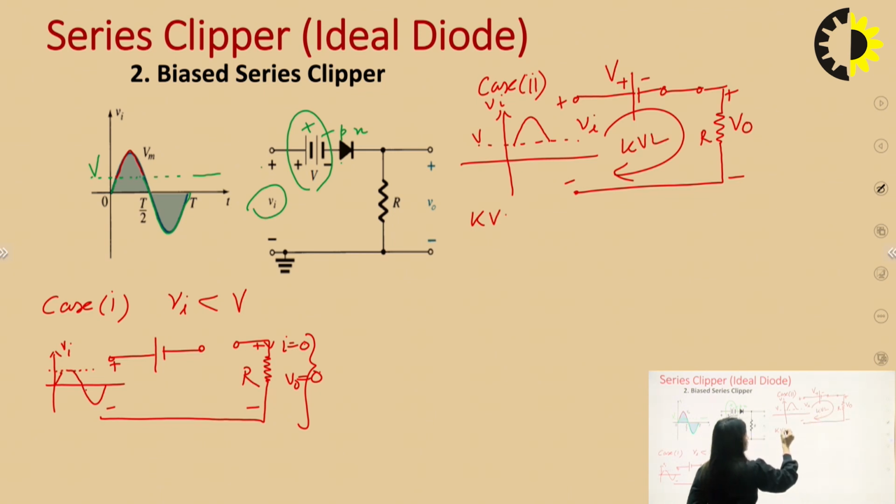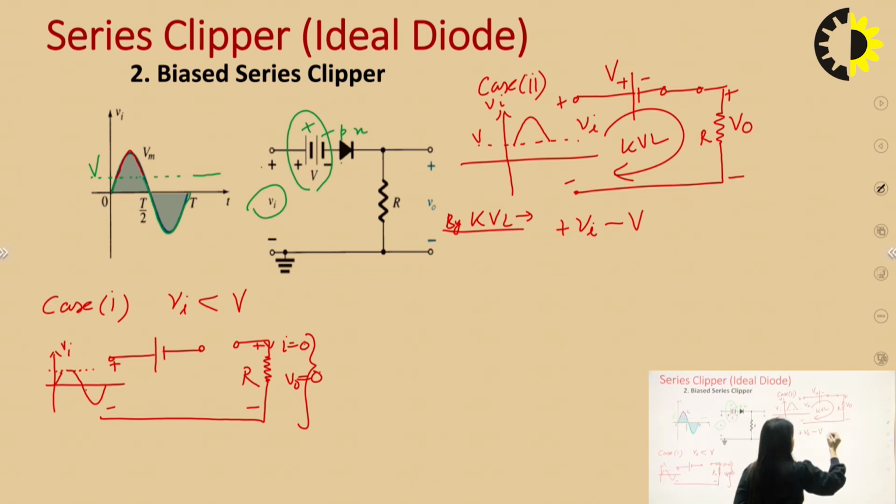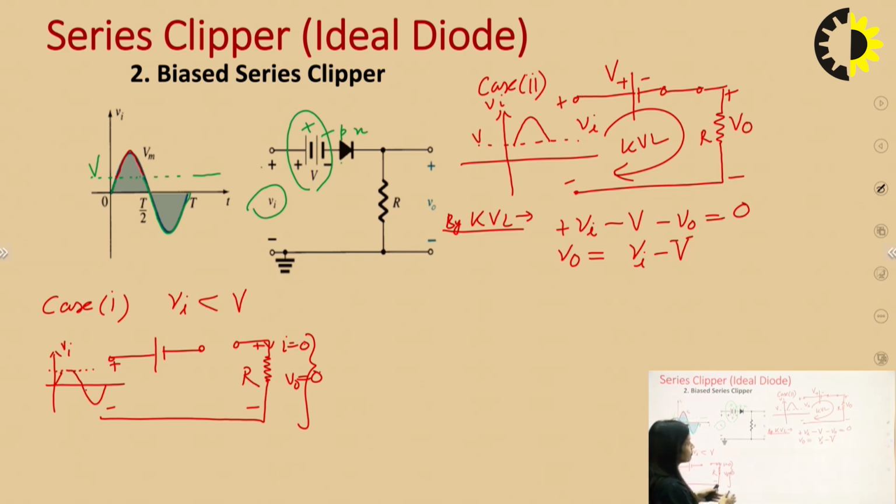Okay, so by KVL in the loop, we have plus VI minus V minus VO is equal to 0. So VO is equal to VI minus V. Okay. So we have two cases: one, when the input voltage is less than capital V, and the other, when the input voltage is greater than capital V. Now we have discussed both, made the circuits very clearly, and applied KVL in the second case. Okay, this case is very simple. Here the output is 0 because there is no current. The diode is open circuit. Now here we have found the value of VO is equal to VI minus V.